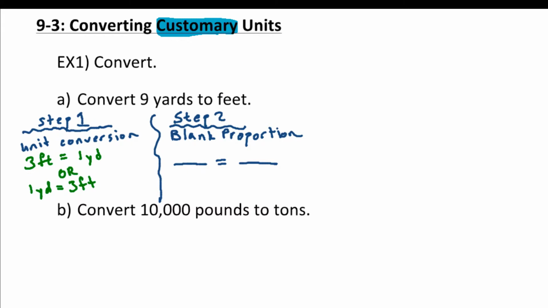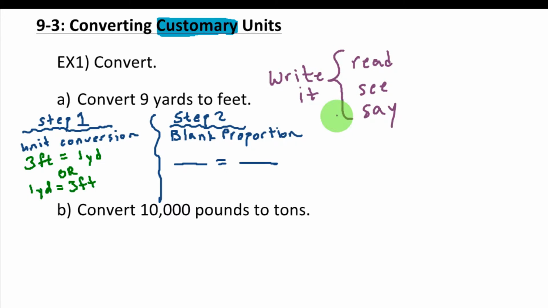So I always tell my students, when you set up the units in your proportions, you always write it as you read it, see it, or say it. So write it as you read it. Read it, see it, or say it. And what we can do from here is just create a little bracket. So we always write it as we read it, see it, or say it. Some people might even say as you hear it. Maybe someone else is telling you.